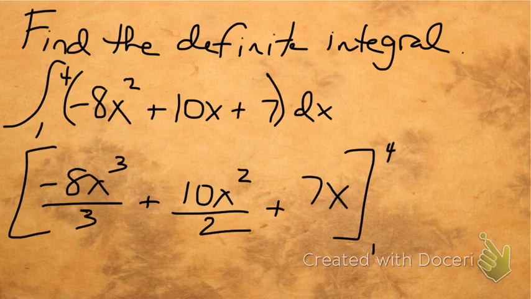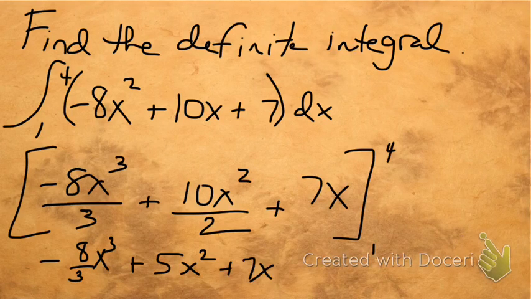But first, let's clean up a little bit. That's negative 8/3 of x cubed plus 5 of x squared and 7x. We'll check it out from 1 to 4.